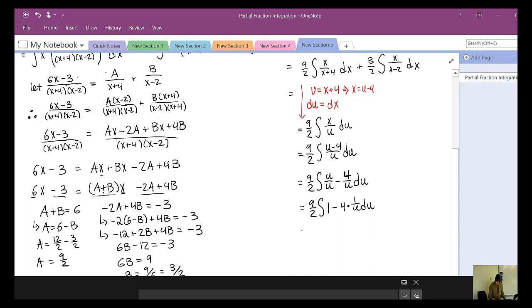So what's the integral of 1? Which is going to be u minus 9/2 times 4. And then the integral of 1 over u will be natural log of u.